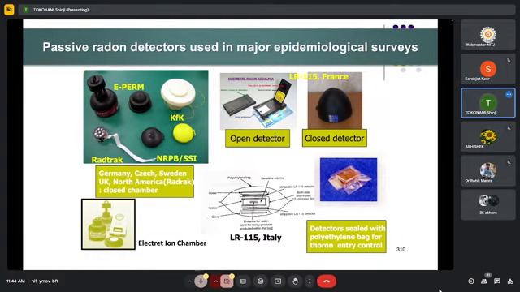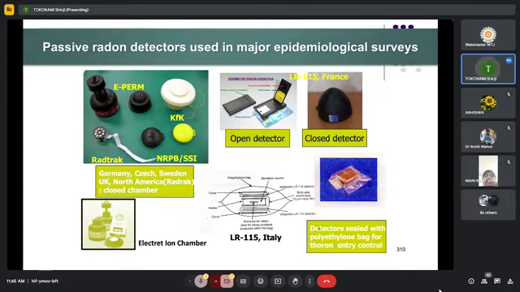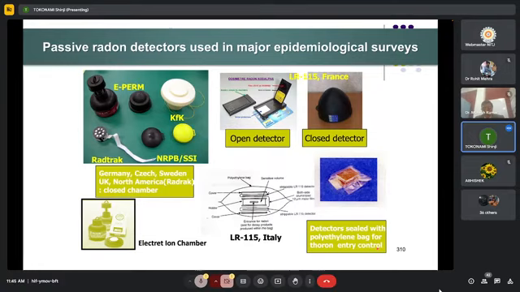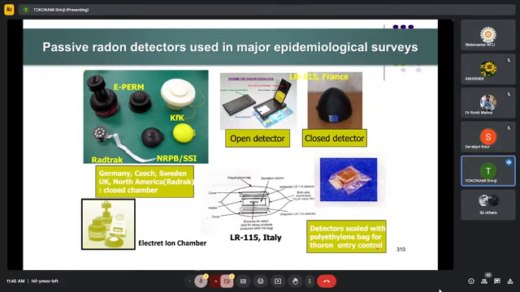Also, in France, they have two types of detectors, open detector and closed detector. This detector is similar to this. And in Italy, they use detectors sealed with a polyethylene bag for thoron entry control. Therefore, they can perfectly remove the thoron contamination from radon signals.